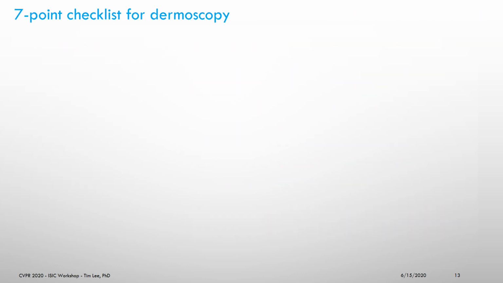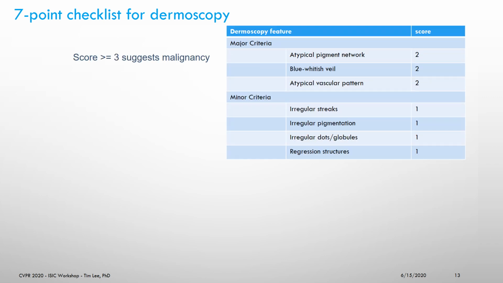Another example is the 7-point checklist dermoscopic algorithm for melanoma detection. This algorithm examines 3 major criteria, which are atypical pigment network, blue-whitish veil, and atypical vessel pattern, and 4 minor criteria of irregular streaks, irregular pigmentation, irregular dots and globules, and regression structure.